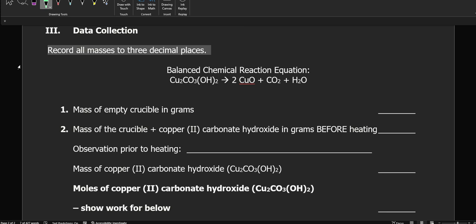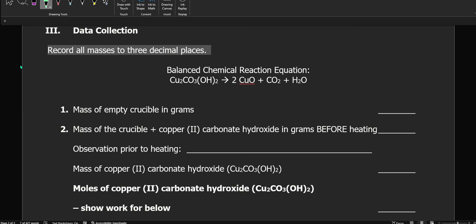Just in terms of sig figs, record all your masses to 3 decimal places because that's what you have available for you in this lab simulation. That is the precision of our instruments in this lab simulation.